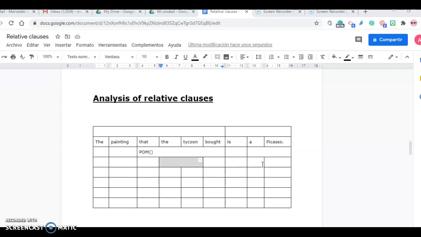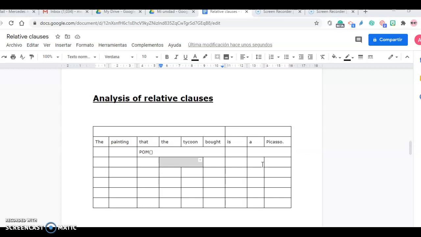I'm just going to explain it orally, because what I expect you to do is to write that in your folders and make the analysis, following the analysis that I make here, so that it is better for you because you will understand it better that way. And if there is something that you don't understand, you will be able to detect it and tell me in class. So the subject is the painting that the tycoon bought.